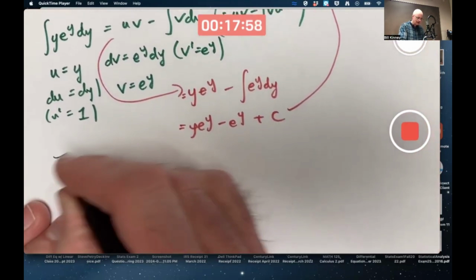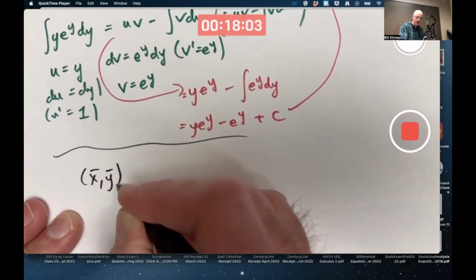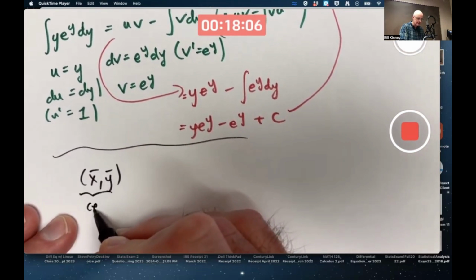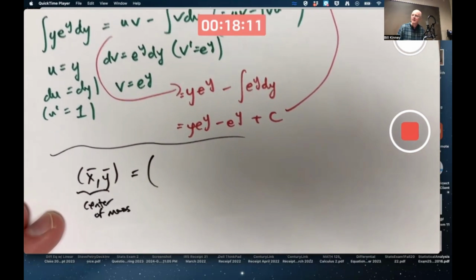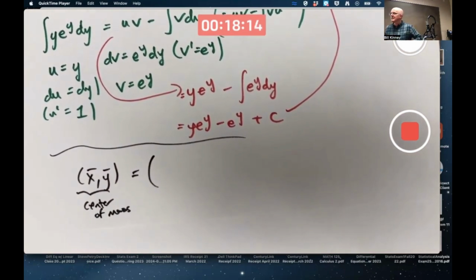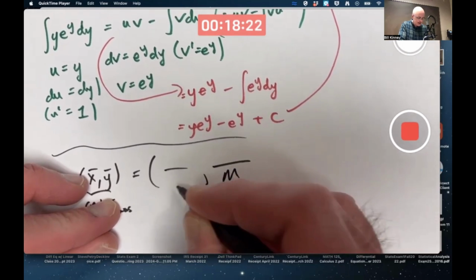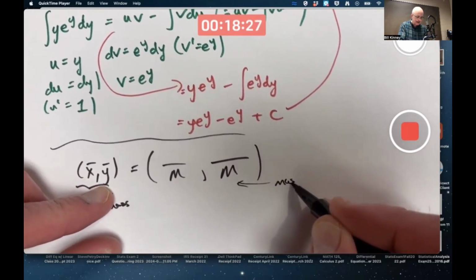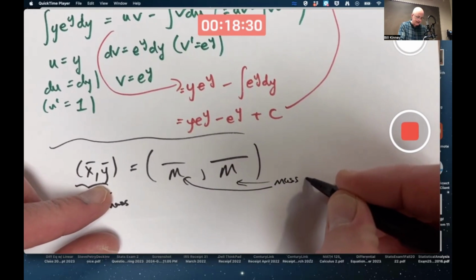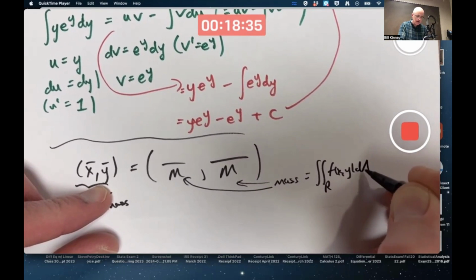Center of mass in this kind of situation would have coordinates that are sometimes called X bar and Y bar. And to figure out those center of mass coordinates, this is still relevant for integrals, you have to compute ratios where the bottom of the ratio is the mass in each case. M represents the mass, which again is the double integral of the density function over R.